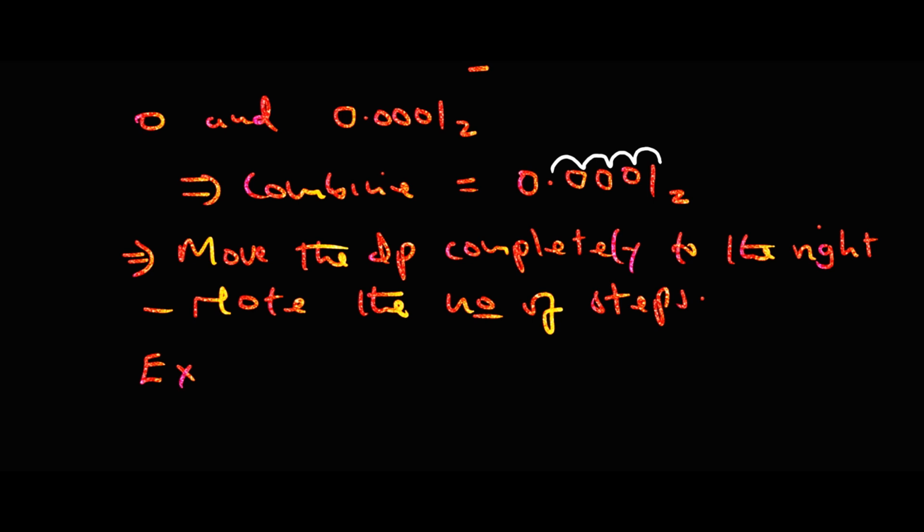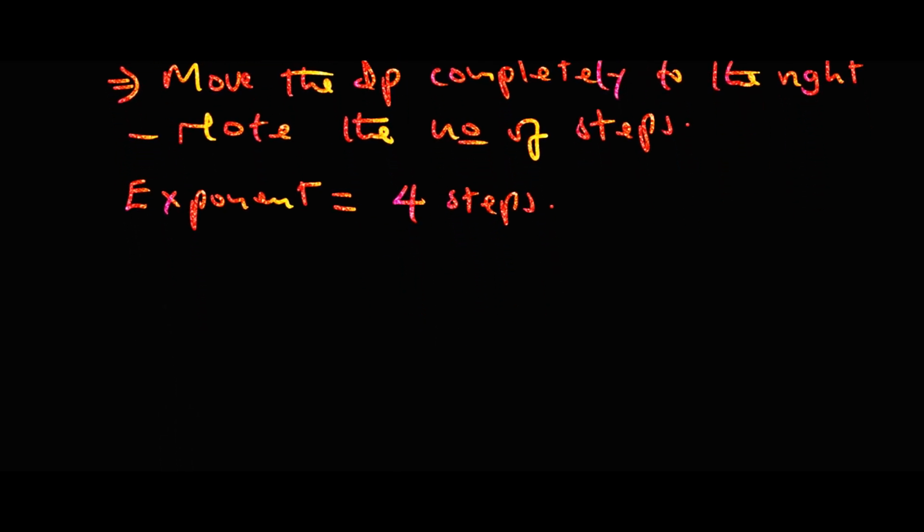So the exponent is now represented by 4 steps. Now we convert 4 to binary, because remember our table is in terms of binary. Because it was to the right, this is equal to negative 4. So the exponent is negative 4. We convert this to binary. How do we do that? We take the positive 4.